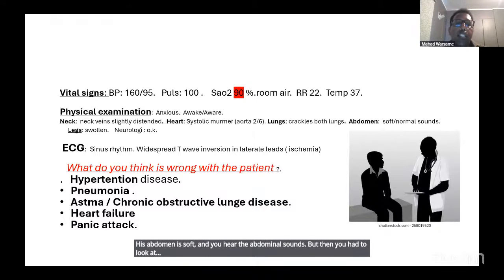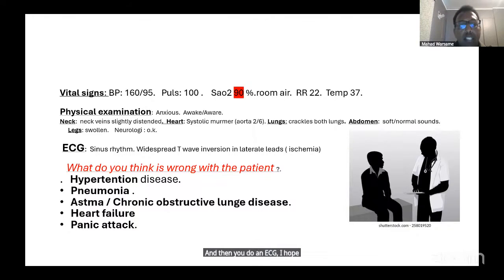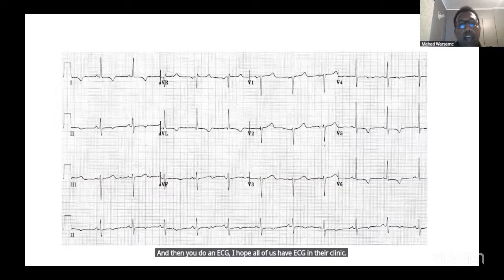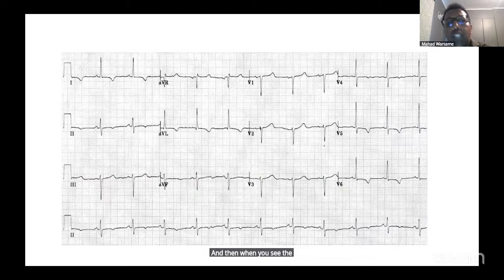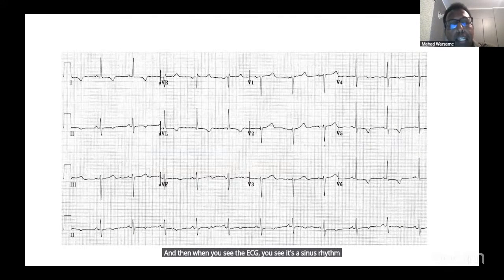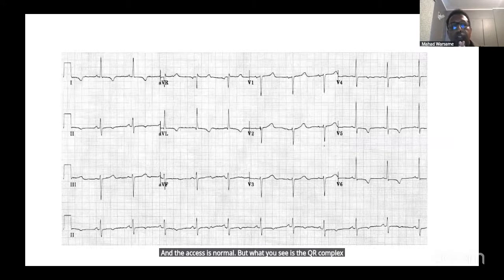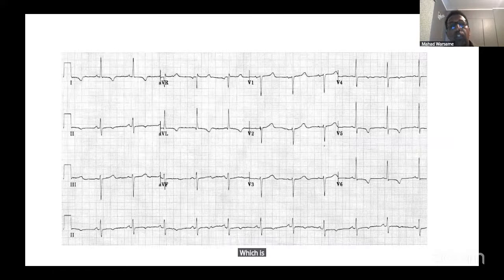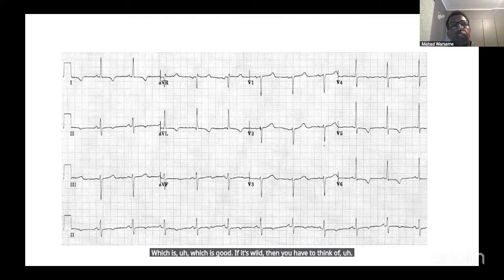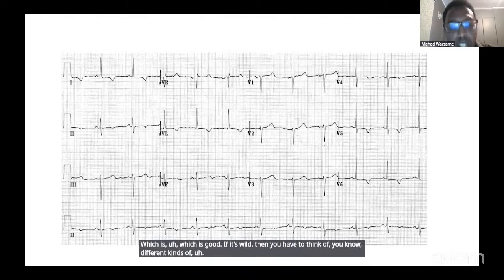And you do just a quick neurology, everything is all right there. And then you do an ECG. I hope all of us have ECG in the clinic. And then when you see the ECG, you see it's a sinus rhythm, and the axis is normal. But what you see is the QRS complex, it's narrow, which is good. If it's wide, then you have to think of different kinds of branch blocks.